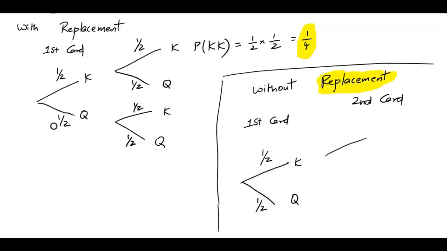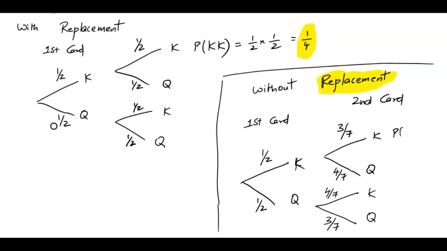So if the first card was a king, how many kings am I going to be left with? For the second card I'm going to be left with 3 kings out of 7 cards, so which means the probability of a king is going to be 3 out of 7. If the first card was a king, I'm still going to be left with 4 queens, so 4 out of 7 for that probability. Now on the other side, if my first card was a queen, I'm going to still have 4 kings left, which means its probability is going to be 4 out of 7 cards. And then if the first card was a queen, the chances of a second queen is going to be 3 out of 7.